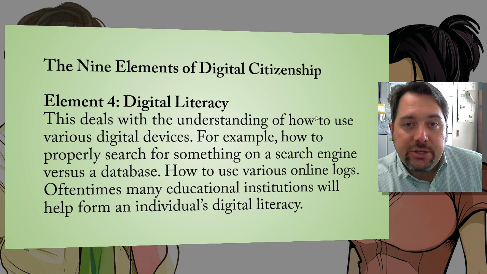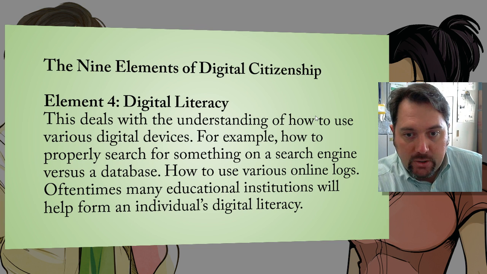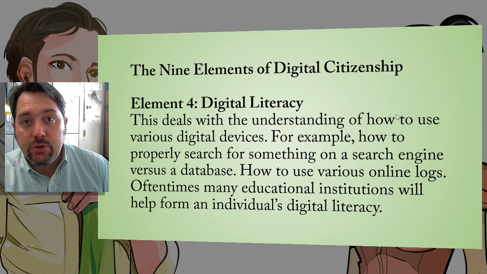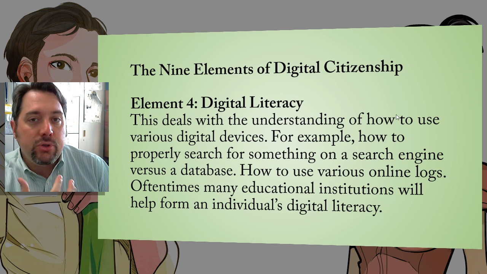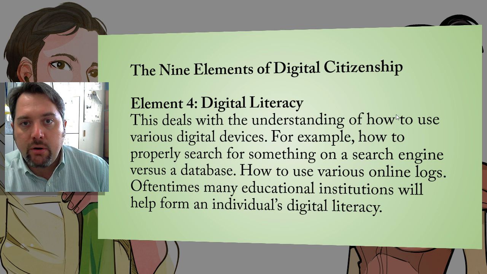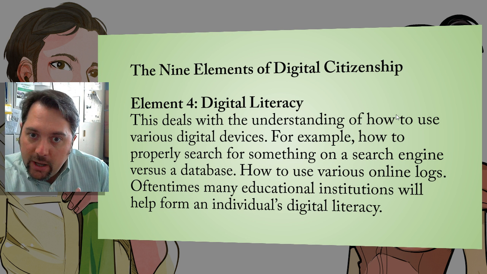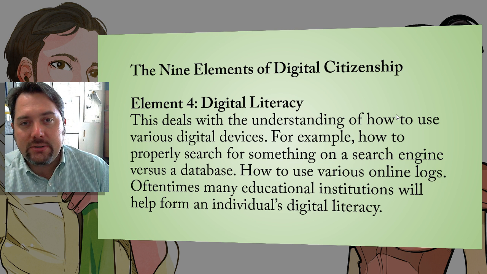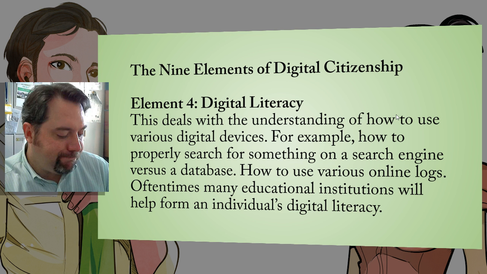Next one is digital literacy. Now, the first element was access to technology and the internet, but even if you have access to it, you might not be able to use it or use it well. And this is digital literacy. It's your ability to use technology, to use the internet to help you learn, to help you communicate, to help you buy things. It's your ability to use these things for your own benefit. Okay?